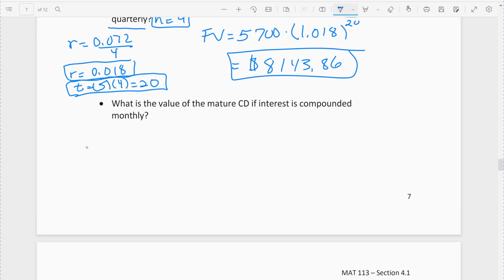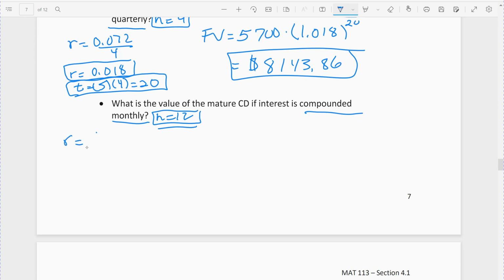What's the value of the mature CD if it's compounded monthly? Alright, so what if, instead of compounding it 4 times, we compound 12 times? The difference in the compounding types, that's what this one's looking at. It should make sense that the 12 is going to give you a little bit more. It doesn't give you a whole lot more, but it does give you a little bit more. Had it been a longer investment, it would be more significant. So if it would have been over more than 5 years, it would be a bigger difference. But again, it should make sense. Your money's making money a little bit faster because it gets reinvested 12 times a year.